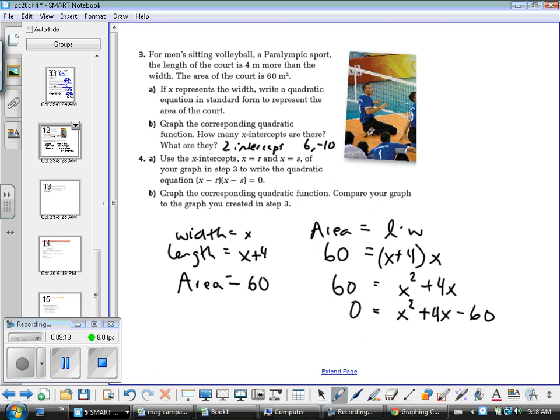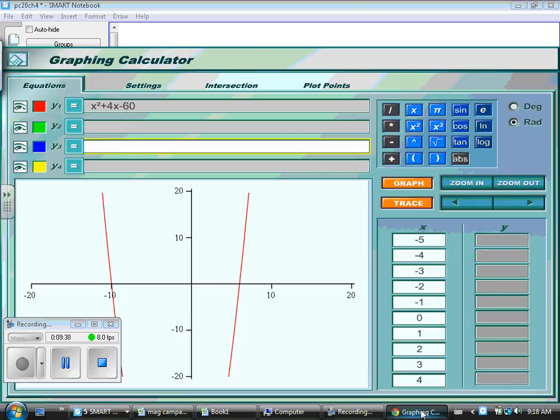Okay, use the x-intercepts from your graph in step 3 to write the quadratic equation (x minus r)(x minus s) equals 0. So that'd be x minus 6 times x plus 10, because obviously the sign is going to be opposite, equals 0. That's the quadratic equation in that form. And graph the corresponding quadratic function and compare it. So x minus 6 times x plus 10.